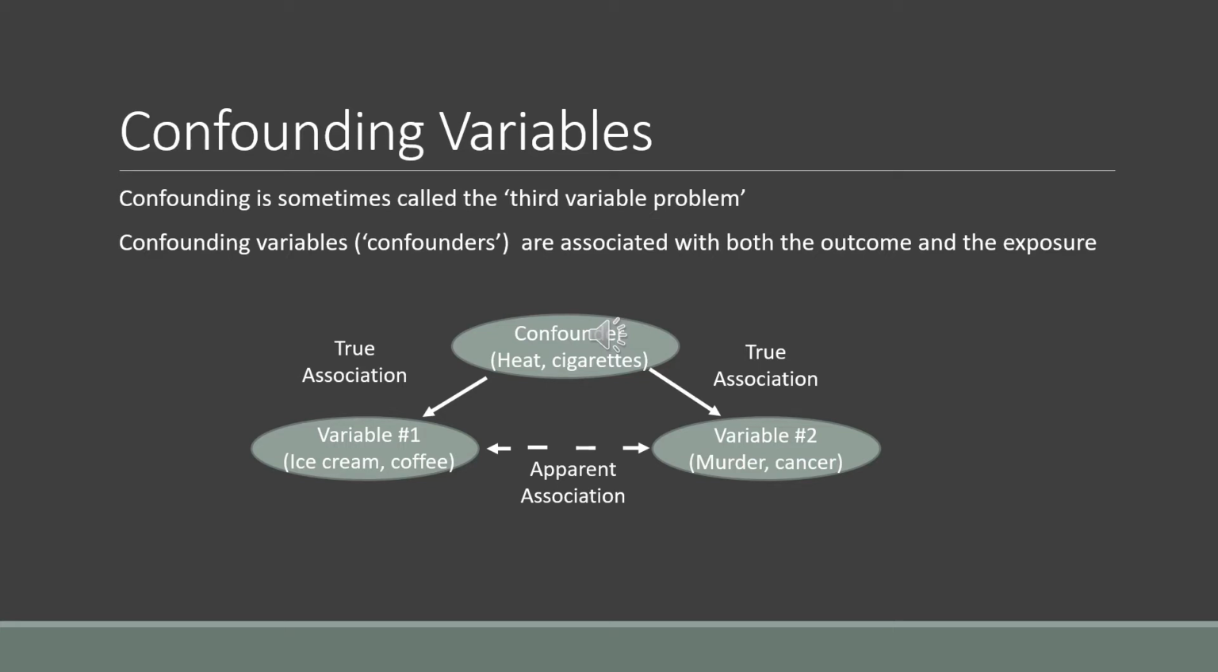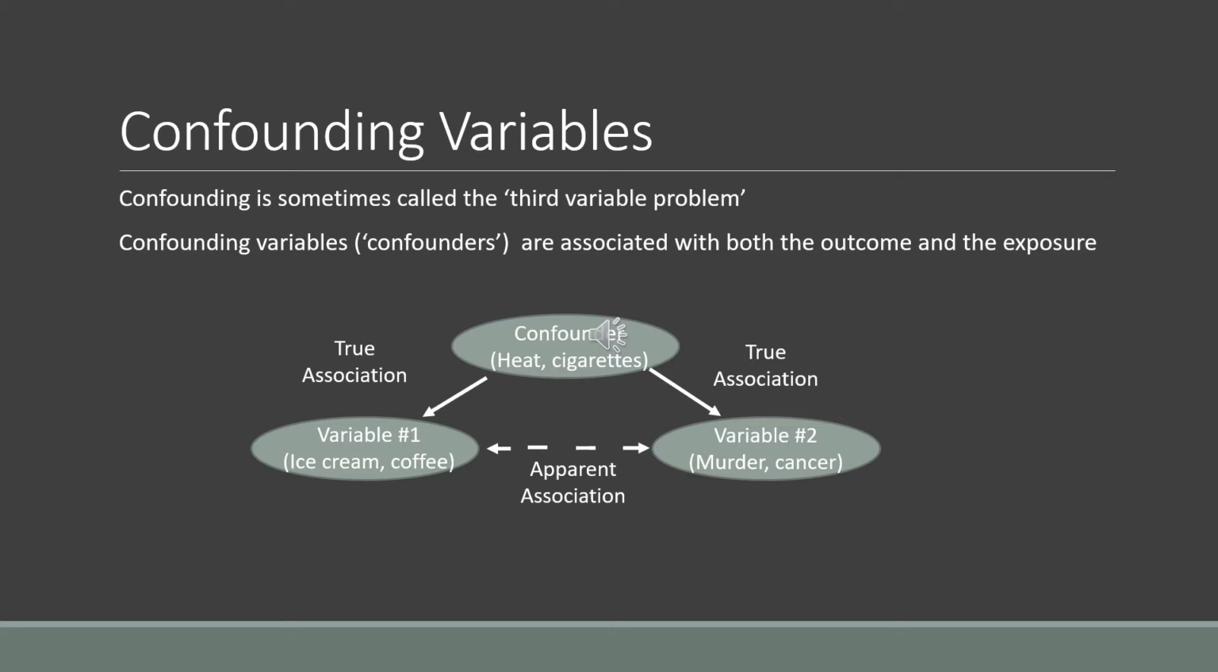Confounding is often known as the third variable problem. Let's remember this slide from lecture 2 that confounding variables are variables that are associated with both the outcome and the exposure, and without looking for the confounding variable, it can appear that there's an apparent association between the outcome and the exposure. Remember in lecture 2 we talked about how ice cream sales and murder are positively correlated, but that doesn't necessarily mean that ice cream is causing more murder. The confounding variable was heat.